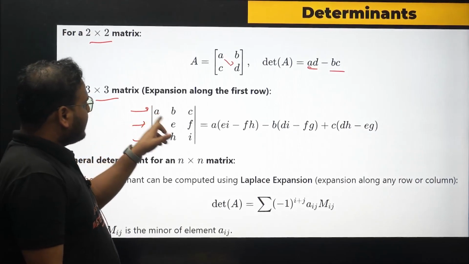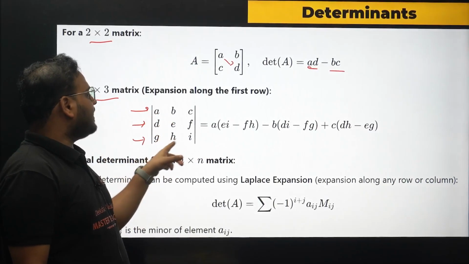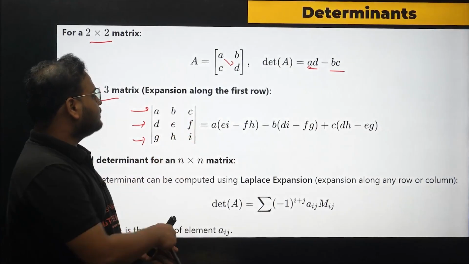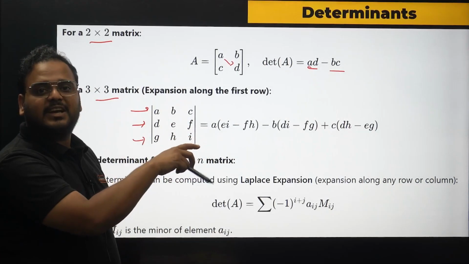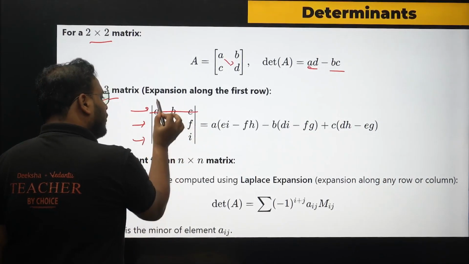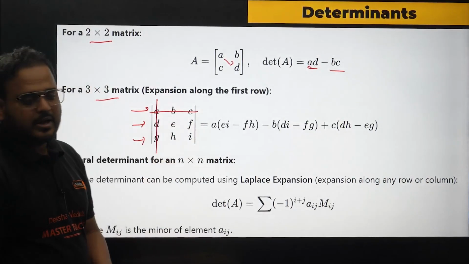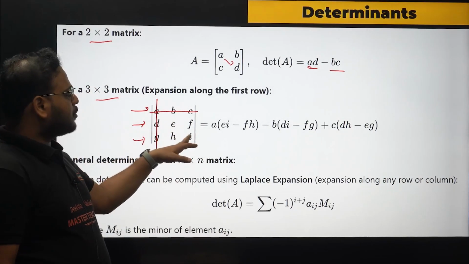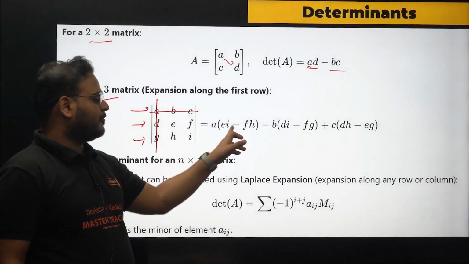So you're going to take what? A as it is and multiply EI minus HF. Remember, you're going to do cross multiplication again for the second order matrix. When you're talking about the element A, remove the row and column where it is contained. And for EI, you simply do the cross multiplication. EI minus HF or FH.